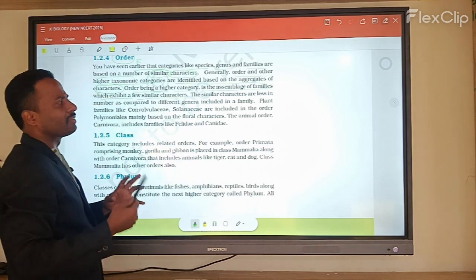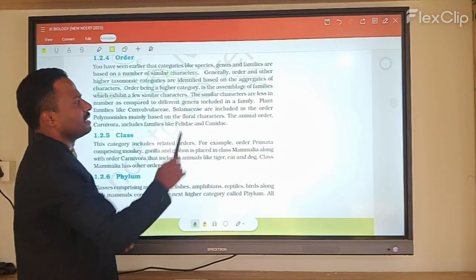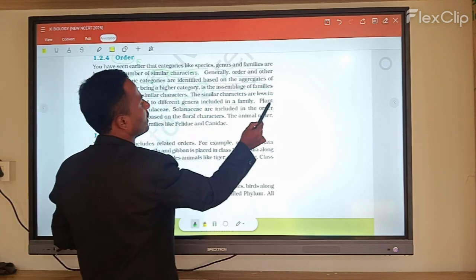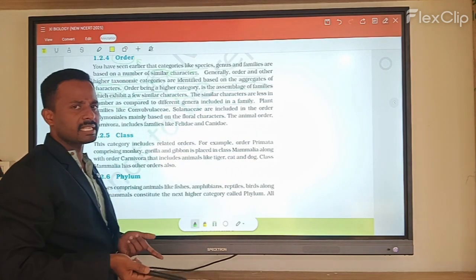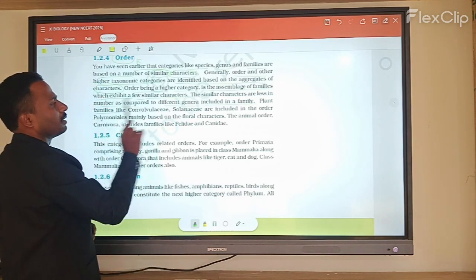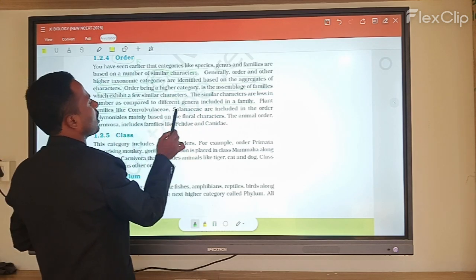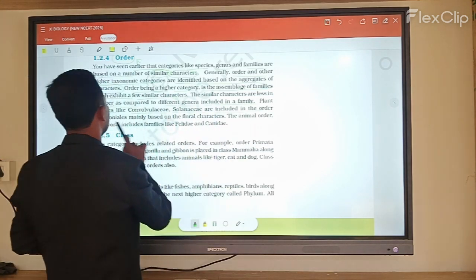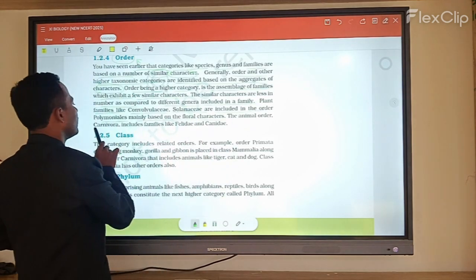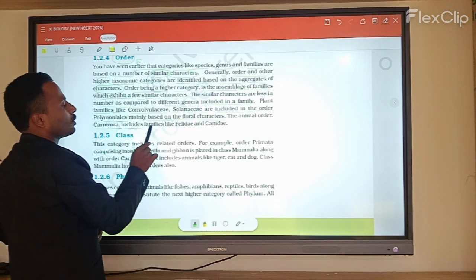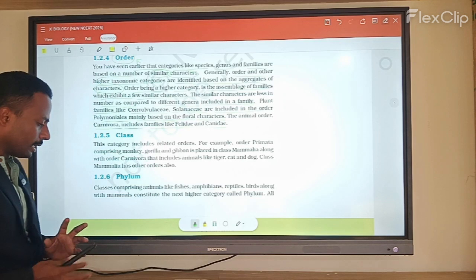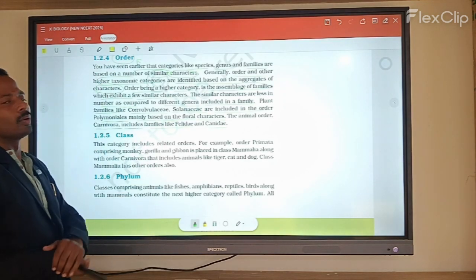So here the different characters will be present. The similar characters are fewer compared to those in different genera included in families. So here different genera are present, and then different families are also present. Next, among plants, families like Convolvulaceae and Solanaceae are included in an order. Among animals, the order Carnivora includes families like Felidae and Canidae. So the different characters of the families we keep under the order only.